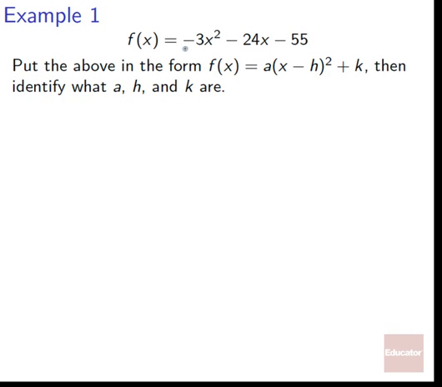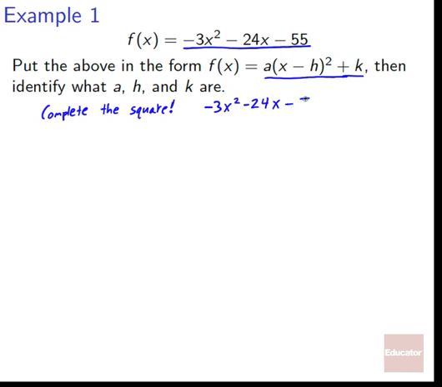So if we've got this polynomial, f of x equals negative 3x squared minus 24x minus 55, and we want to put this in the form a times x minus h squared plus k, then we'll identify what a, h, and k are. So how do we wind up doing this? We have to complete the square. So we've got to complete the square on our polynomial, negative 3x squared minus 24x minus 55.